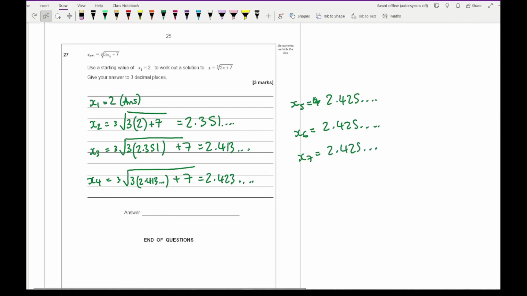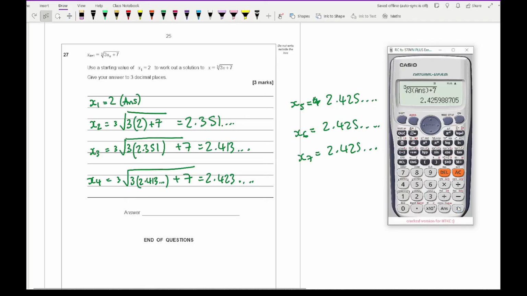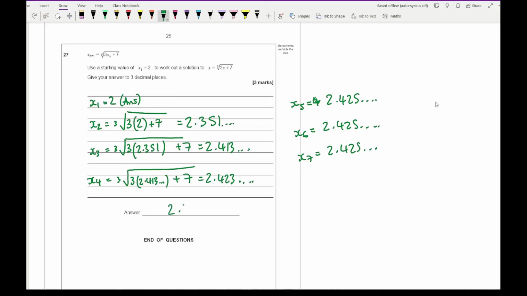And then with the calculator, all I'm going to do is go a bit crazy with the equals, and you can see how the number just stops changing. So the answer to 3 decimal places is going to be 2.426.